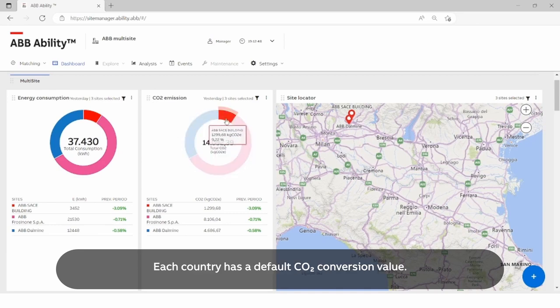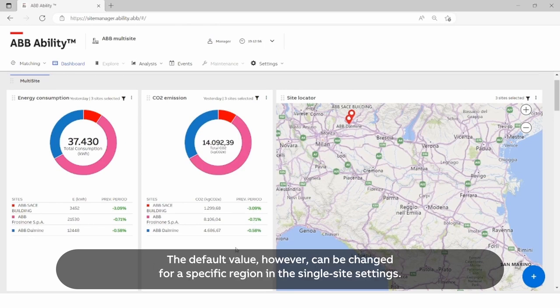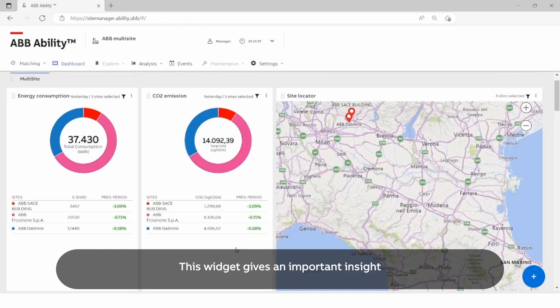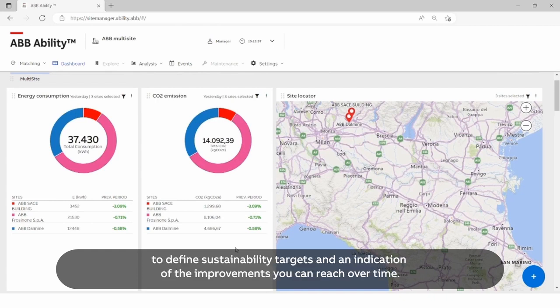Each country has a default CO2 conversion value. The default value, however, can be changed for a specific region in the single site settings. This widget gives an important insight to define sustainability targets and an indication of the improvements you can reach over time.